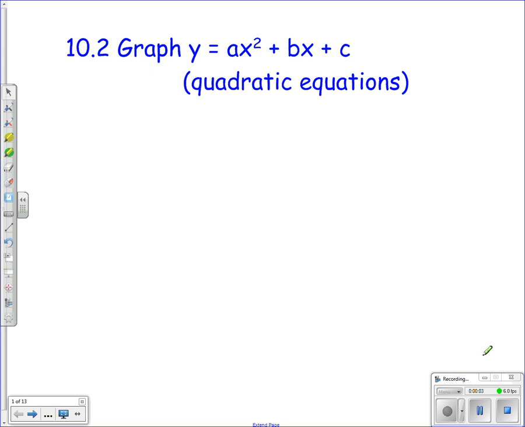Today we are going to do section 10.2, which is to graph quadratic equations. We are graphing ax squared plus bx plus c. A is our leading coefficient, b is the number in front of x, and c is our constant.